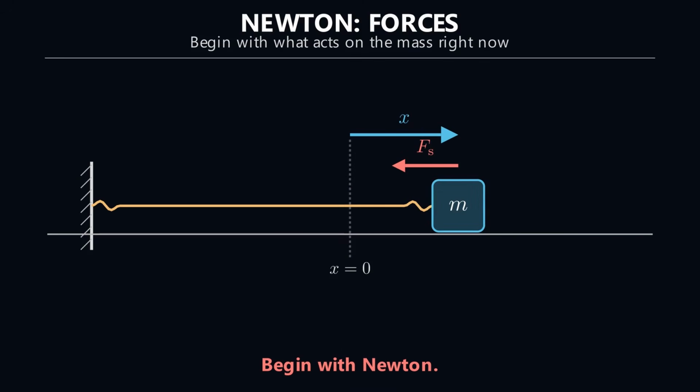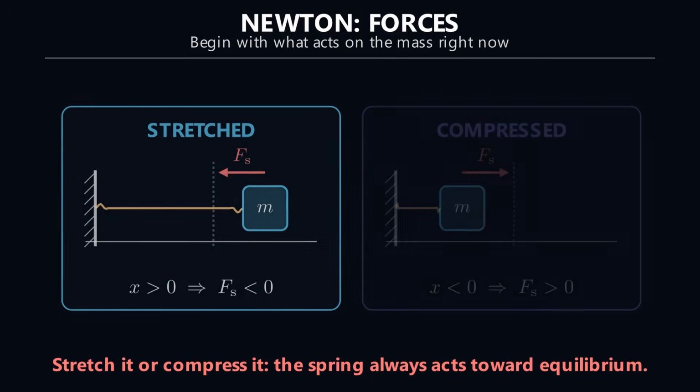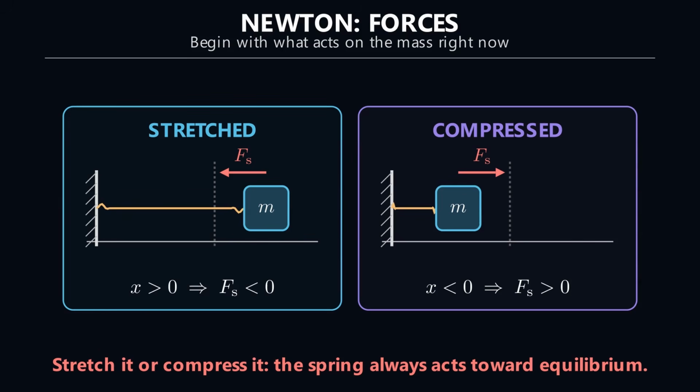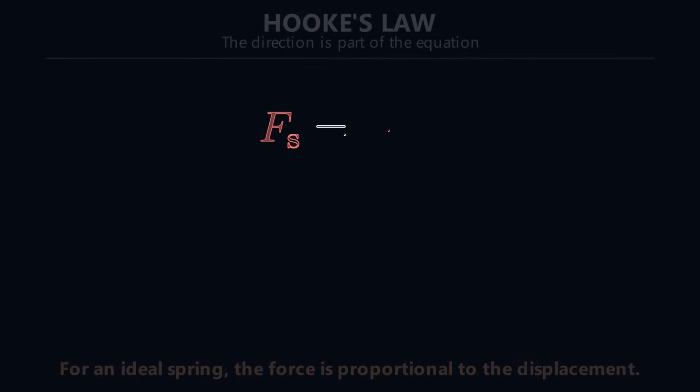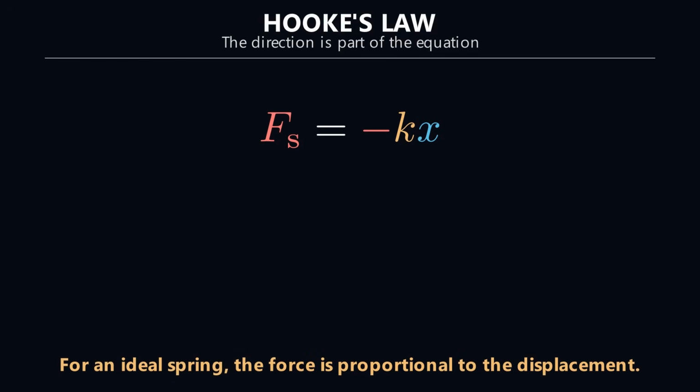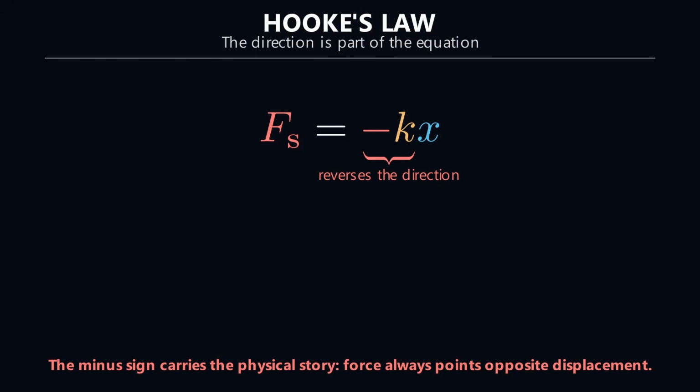Let's start with Newton, since this is probably the most familiar version. When the spring is stretched, it pulls the mass towards equilibrium. When the spring is compressed, it pushes the mass towards equilibrium. For an ideal spring, Hooke's law says that the force is proportional to the displacement. F_s is equal to negative k, which is a constant, times the position. The minus sign just tells us the direction. If x is positive, the force points in the negative direction. If x is negative, the force points in the positive direction. Either way, the spring pushes or pulls the mass back towards equilibrium.